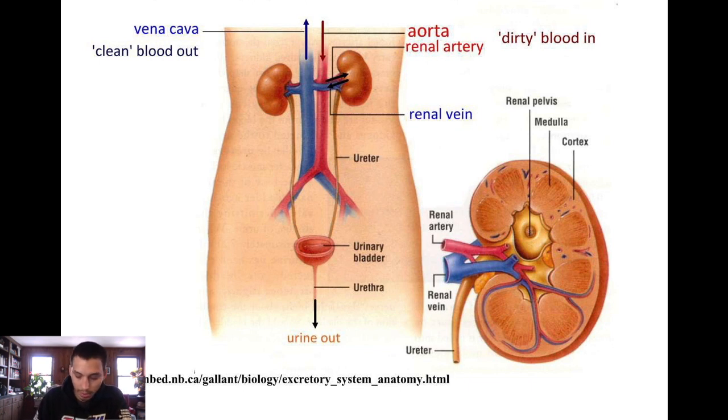And then we have a couple of components of our kidney. We have the outer area, which is called the cortex, the medulla, which makes up these lobes you can see, and then the central region is the renal pelvis. All three of those are going to become important as we move on. So that is the general structure of the excretory system and the kidney.